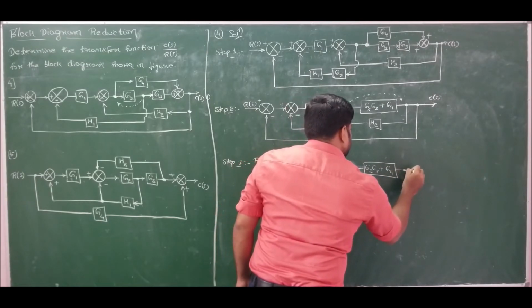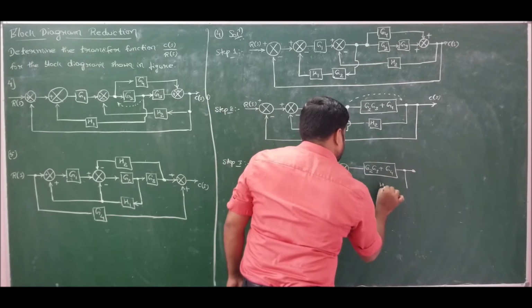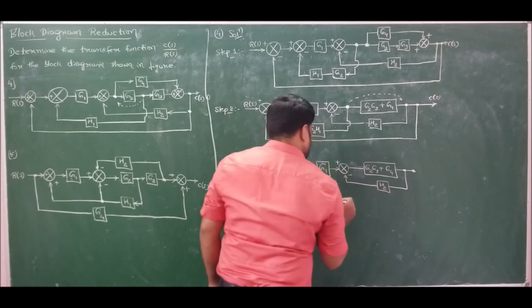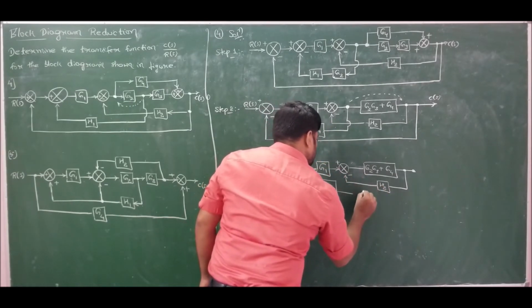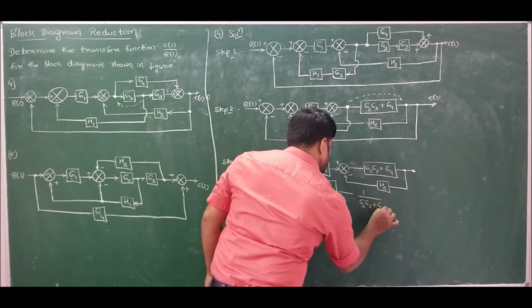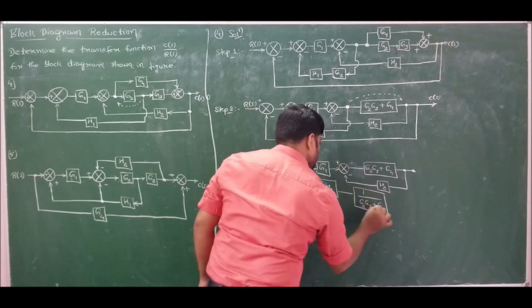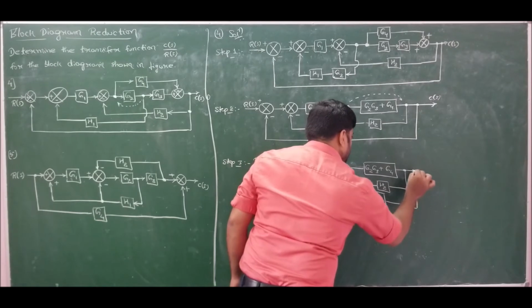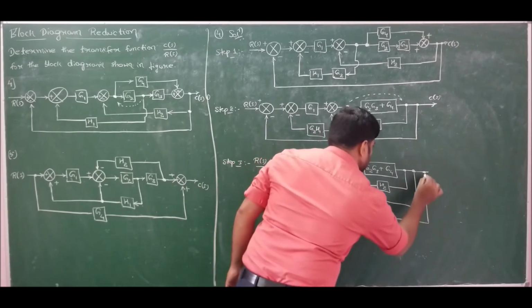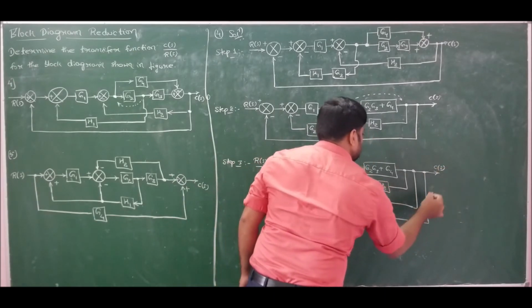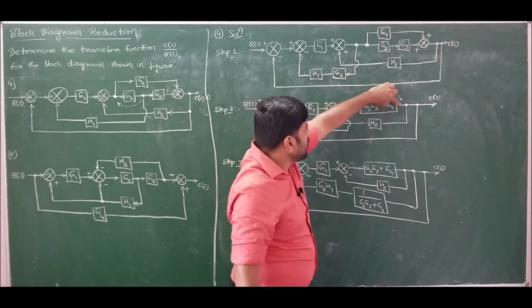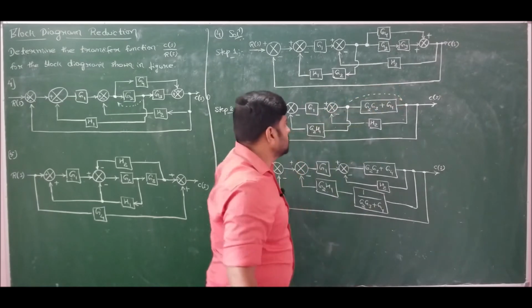So I will interchange by shifting it. So I can write it like this, H2 will come here. So here I should write 1 over G2 G3 plus G4, and we have unity feedback. So this is what we have. What I did is that I shifted this takeoff point and interchanged the takeoff points. That's what I have done.